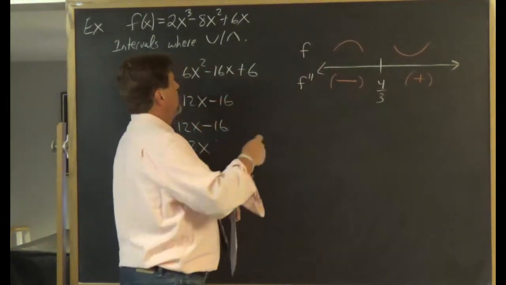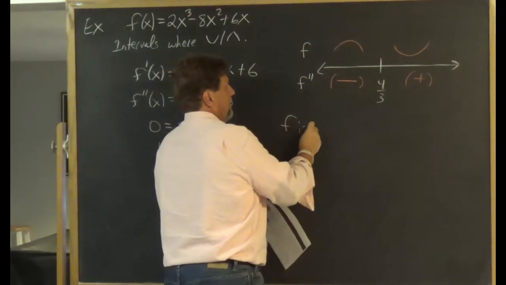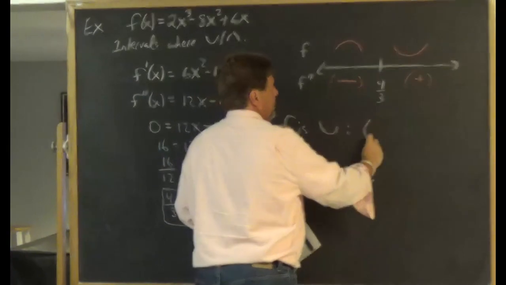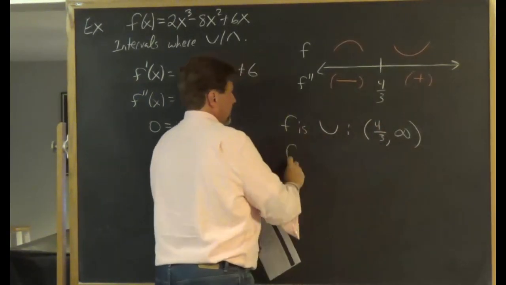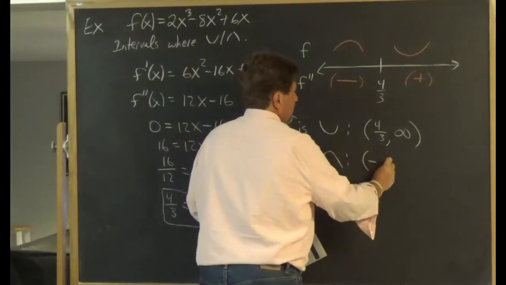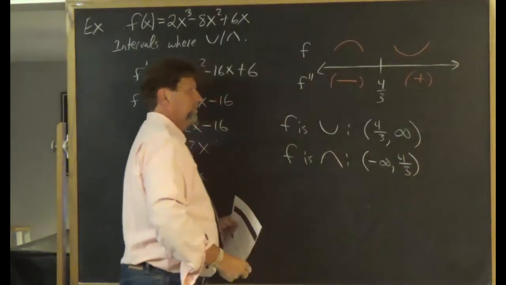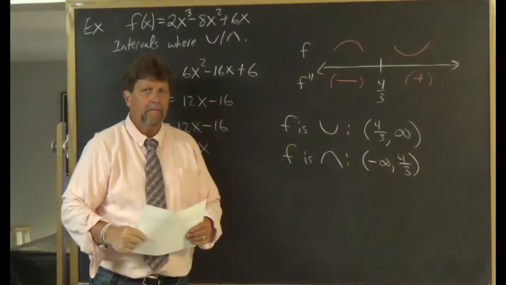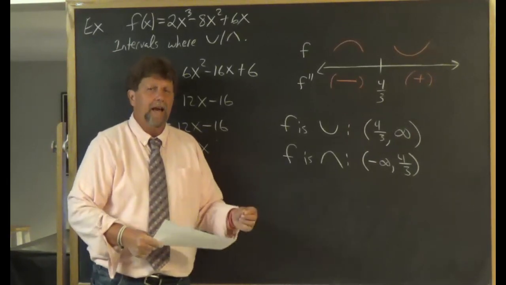So to answer the question, determine intervals of concavity: the graph of the function is concave up on the interval 4/3 to infinity, and it's concave down on the interval negative infinity to 4/3. And that's it. The second derivative tells us concavity.